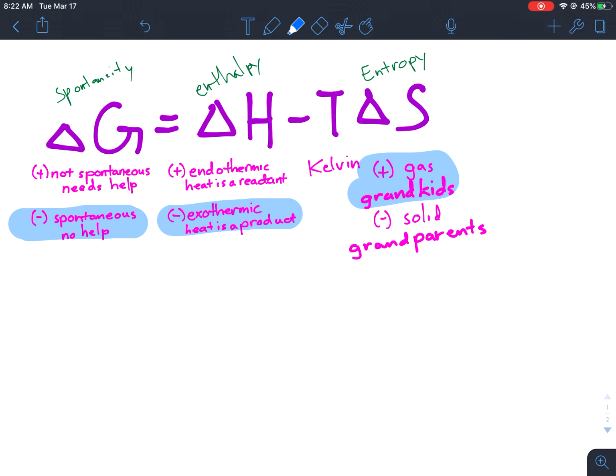You're going to put a negative into delta H minus some number T times a positive. Since T has to be positive all the time, you get a negative minus a positive. A negative minus a positive is guaranteed to be what? Negative. That's right. It'll be spontaneous.